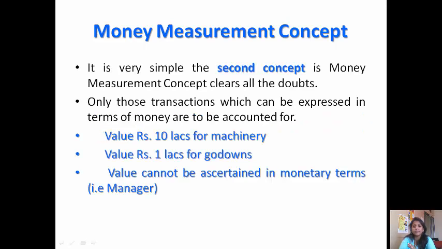It is a very simple concept. This money measurement concept clears all the doubts. Only those transactions which can be expressed in terms of money are to be accounted. Value rupees 10 lakhs for machinery, value rupees 1 lakh for godowns. Values which cannot be ascertained in monetary terms, that is the manager's appointment, are not accounted.